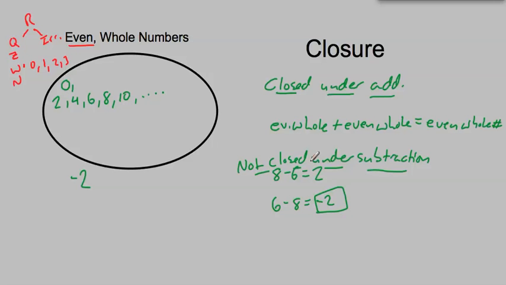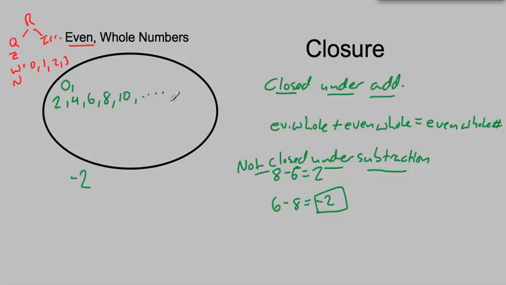Not always true, but most of the time it's going to be true. If I did multiplication, is this set, even whole numbers, closed under multiplication? Yes, anytime I multiply one number in this set by another number in this set, I result in a third number or another number that is also in this set. 2 times 4 is 8. 4 times 6 is 24, and 24 is an even whole number.